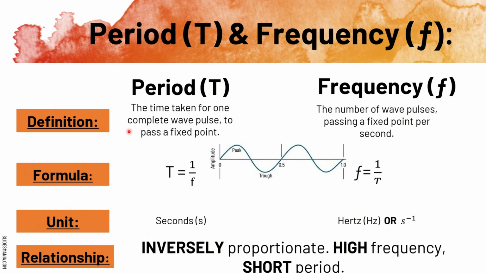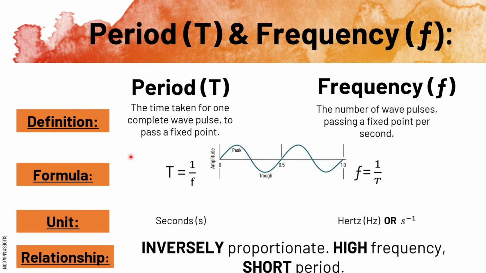Now first off, let's look at the symbols for period and the symbol for frequency. Period is indicated by the symbol of capital T, while frequency is indicated by the small letter f with its little tail here at the bottom. Now, what is the main difference between period and frequency?